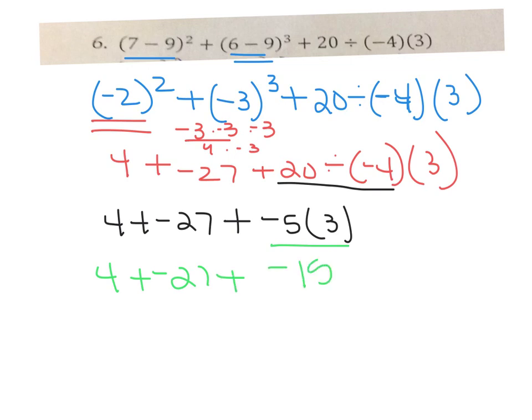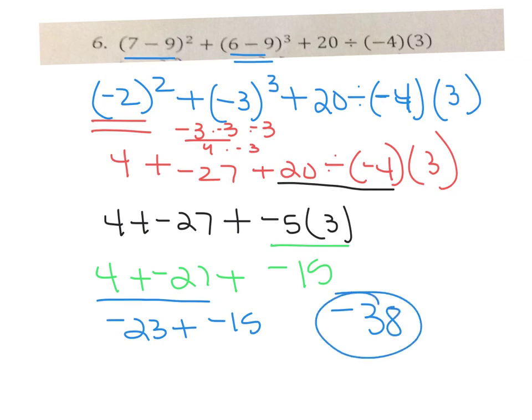Okay, addition, subtraction, we have to go left to right. So 4 plus negative 27. Again, this is where a calculator would come in handy. Different signs, you subtract. Keep the sign of the larger number, so negative 23 plus negative 15. Same sign, add and keep the sign, and your answer is negative 38. Okay, I'm going to go on to problem number 7.